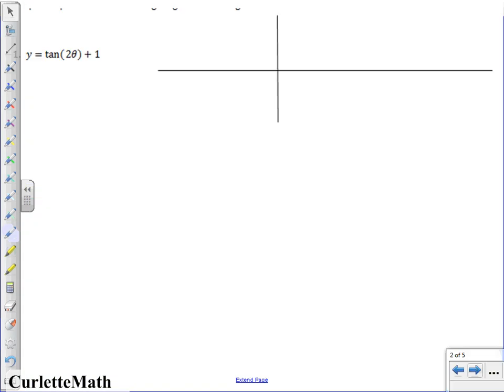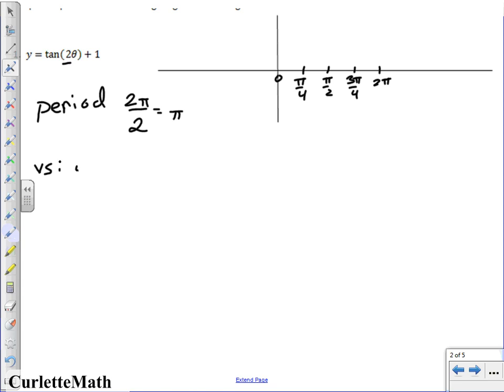Now, here we have y equals tan of 2 theta plus 1. First thing we want to look at is the period. The period is going to be 2 pi divided by 2, the number in front of theta, which is going to give us pi. So our points will be 0, pi over 4, pi over 2, 3 pi over 4, and 2 pi. Now we have a vertical shift of up 1, and that'll give us our vertical shift.